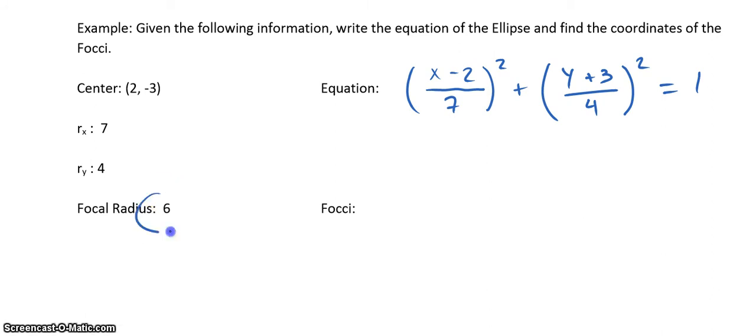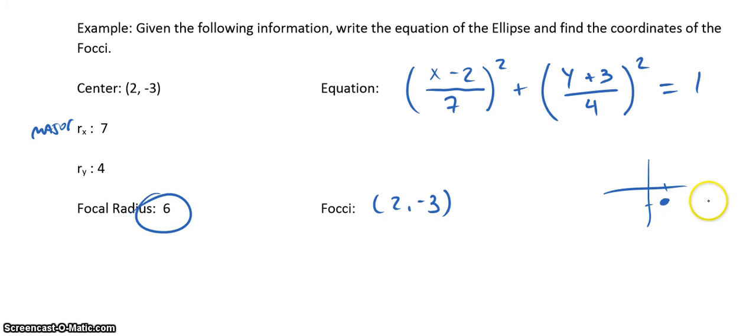Now it tells me my focal radius is 6. So my center is 2, -3. So my focal radius is around 6. Now, my major is my x. So if you think about it, if you graph this, let's just draw a quick sketch so we can visualize this. My center's at 2, -3, so it's down here, and we go 7, 7, 4, 4.